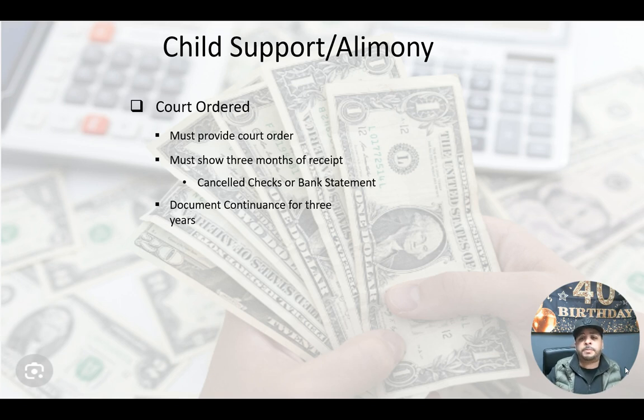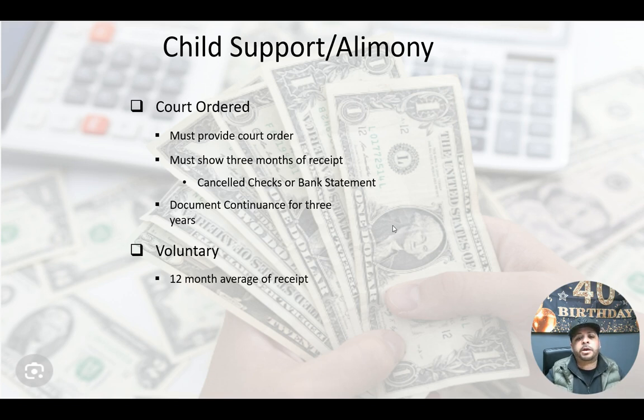Okay. Same thing with the alimony. A lot of times alimony will have a length of time that it will last. And so for that alimony, you have to show that it's going to continue for at least 3 years. Okay. Now, opposite of court ordered, you also have voluntary child support. So if you have voluntary child support, you still can use it even though it's not court ordered, but the required documentation is going to be a little bit different.